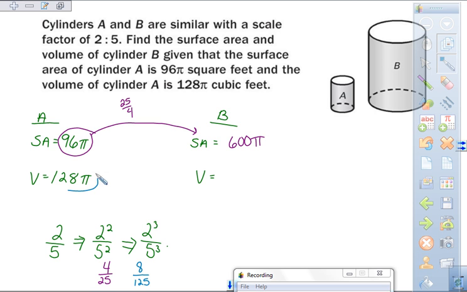For our volume, we're going to do the same thing, except we're going to multiply by the volume ratio. So that would be 125 over 8. And that gives us 2,000 pi. And those are the two answers, 600 pi for surface area and 2,000 pi for volume that we were looking for.